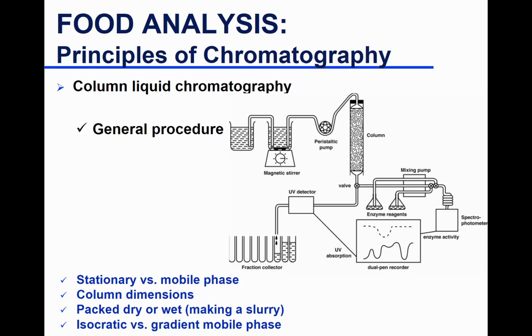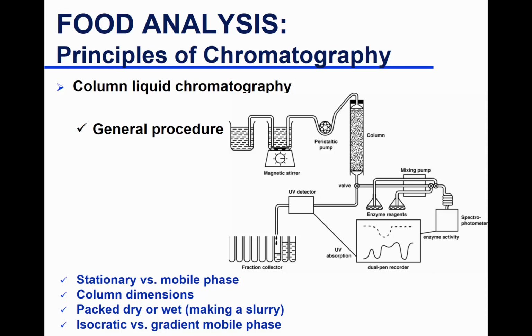So when your mobile phase does not change and you use the same concentration throughout the run until all of your solutes come out, we call that isocratic elution. Okay? Isocratic elution. Nothing is changing in the mobile phase. Nothing is changing in the flow rate or temperature. We will learn about flow rate and temperature later on and the impact on resolution.